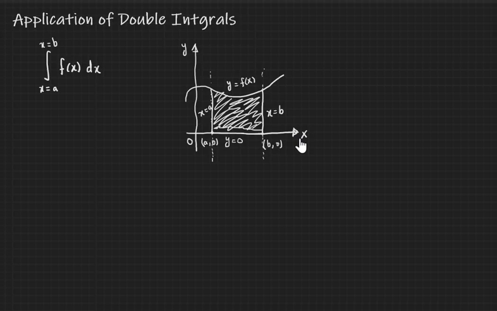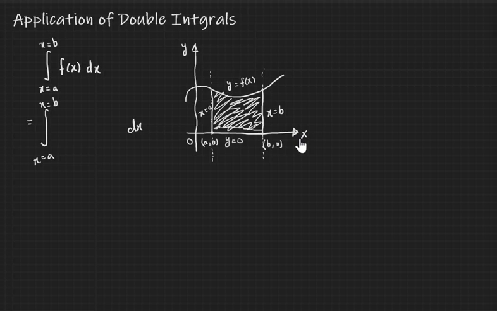We can always represent this type of integral, where the integral gives us the area of the region under the curve y equals f of x from x equals a to x equals b, in terms of double integrals. Let's see how we can do it. We can represent this integral as x equals a remains the same, x equals b remains the same, and we'll write this dx here.